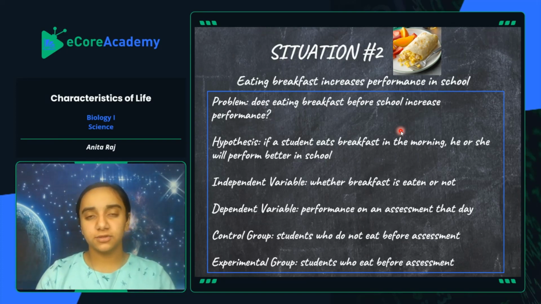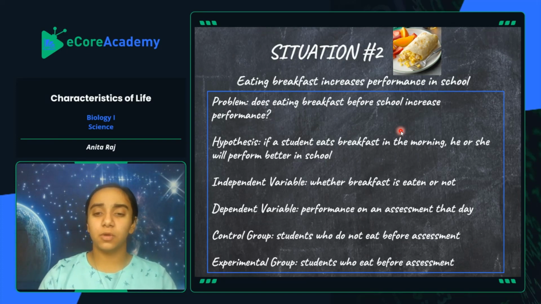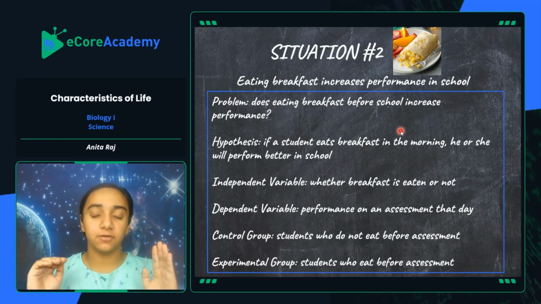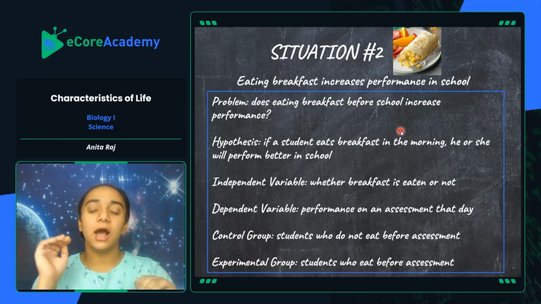The dependent variable is the responding variable, so what I'm going to be measuring. So what is going to be responding to whether these kids eat breakfast or don't eat breakfast. In this case, maybe I give them a test first period on the day that half of them eat breakfast and half of them don't. In first period, as soon as they come to school, I give them a test.